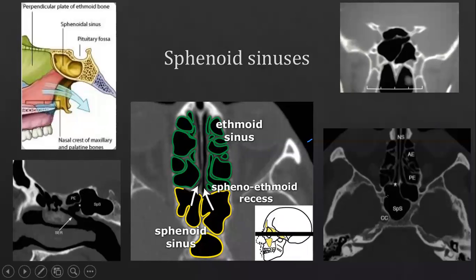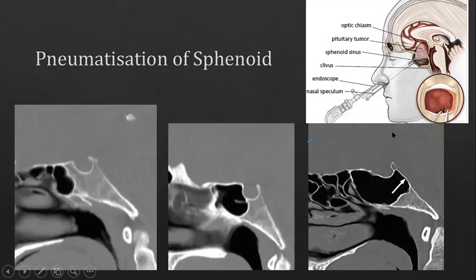The degree of pneumatization can be very varied, and between the two halves, you can see here that the intersphenoidal septum is deviated towards the left side, giving rise to a slightly smaller left-sided sinus and a slightly bigger right-sided sinus. It's important to understand this degree of pneumatization, and it's important to discuss it with the treating surgeon, especially someone who's going to access the pituitary area or the area around the clivus.